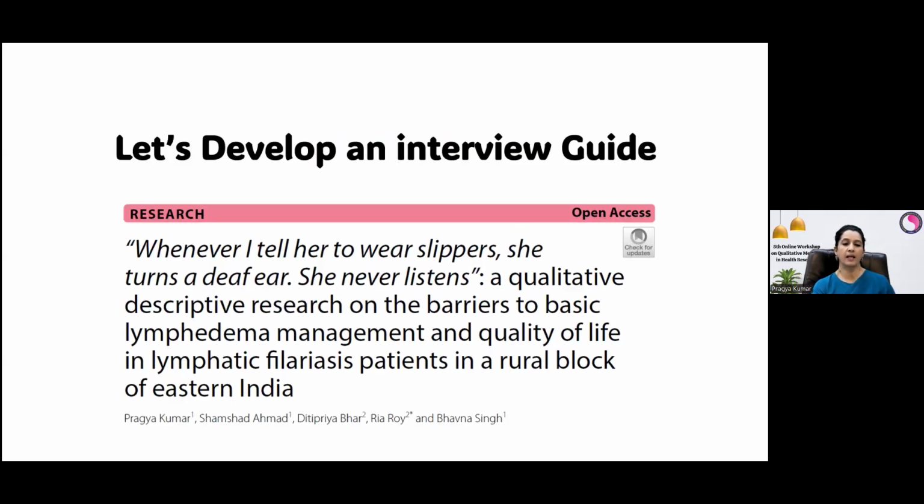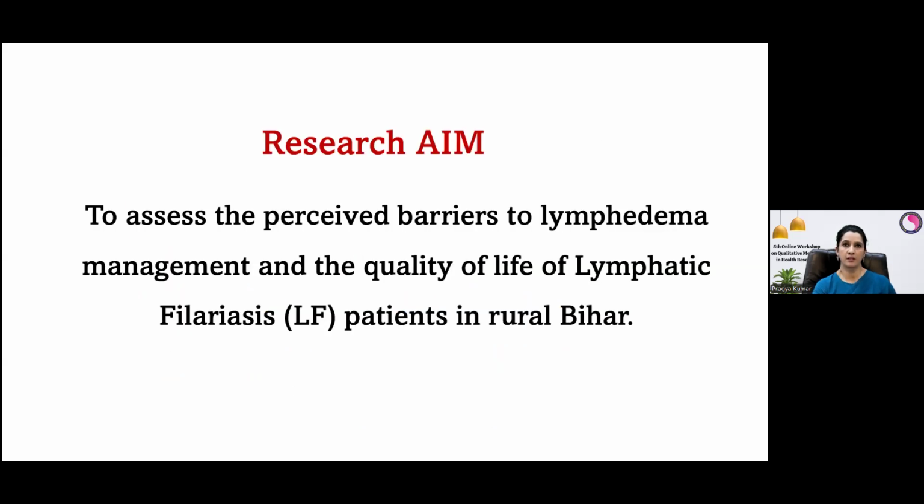So, like I was saying, I will use this study to show you the other components, like the interview guide, and then the analysis also in the QDA minor. The aim was to assess the perceived barriers to lymphedema. Ideally, I should not be writing an aim here. It should be the main central question: to explore, since assess is also not that good, the perceived barriers to lymphedema management and quality of life in lymphatic filariasis patients in rural Bihar. It is written rural Bihar; you can add the specific setting also.